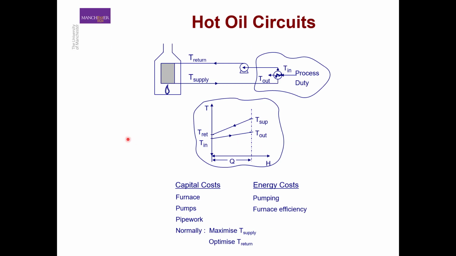So we have another example here, a hot oil circuit. A hot oil circuit is where we provide the heating requirement of the process by using a hot utility instead of steam. Here we have the hot oil at a supply temperature of T supply, and it heats up, goes to the process, delivers the heat, and then returns to the furnace to reheat at a return temperature, and then the circuit continues.